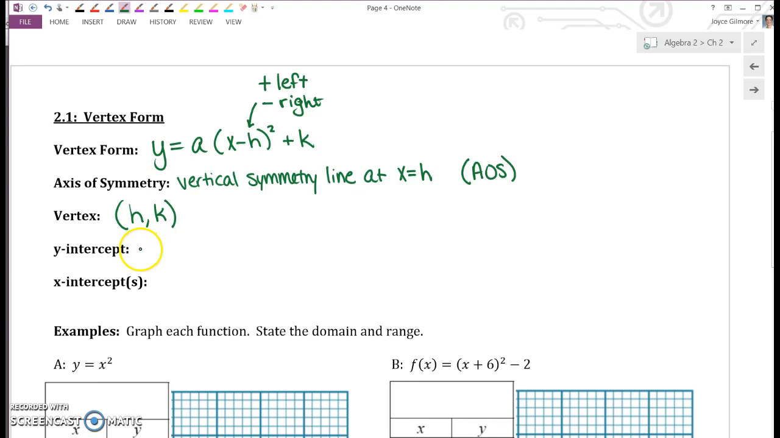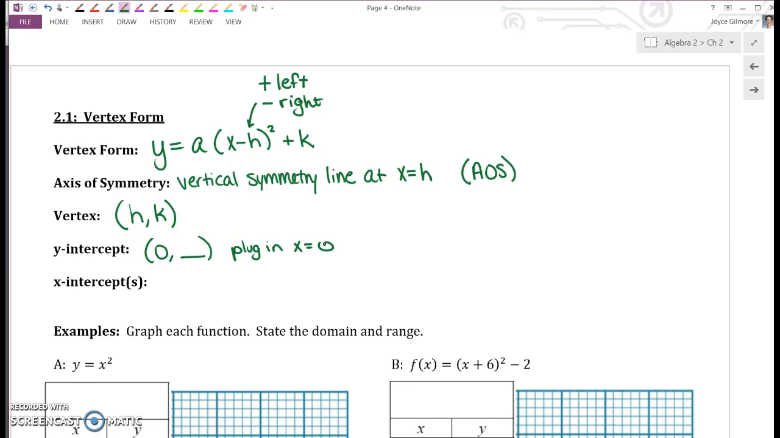The y-intercept is where the graph crosses the y-axis, and it can be found at 0, something. So plug in x equals 0 and see what you get for a y value, and that is your y-intercept.